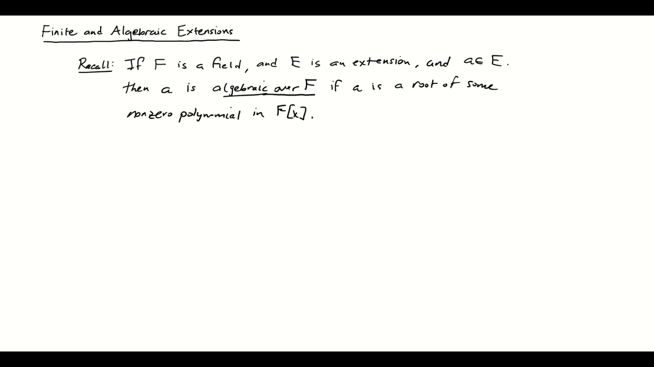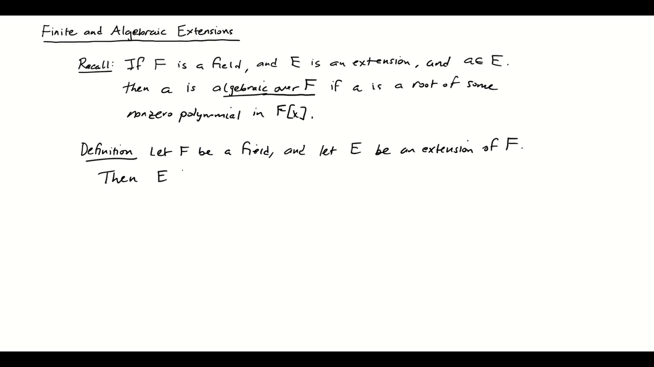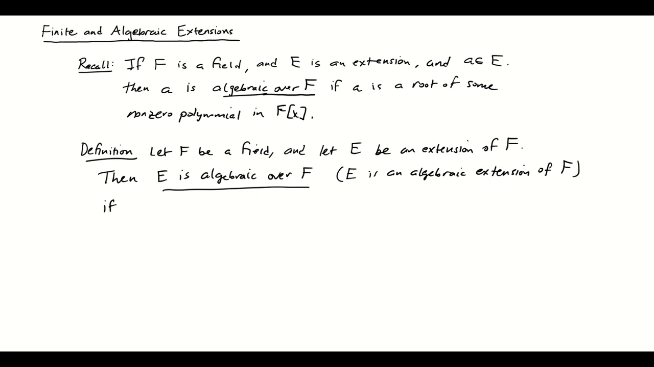But what about an algebraic field extension? Well, here's the definition. Let F be a field and let E be an extension. Then E is algebraic over F, in other words, E is an algebraic extension of F, if every element of E is algebraic over F. Okay, so that's what it means to be an algebraic field extension.